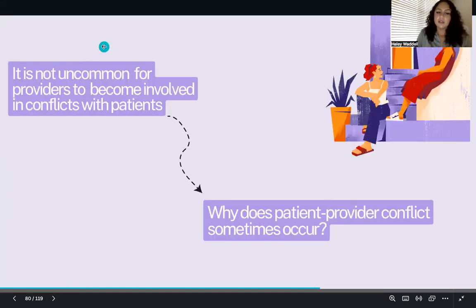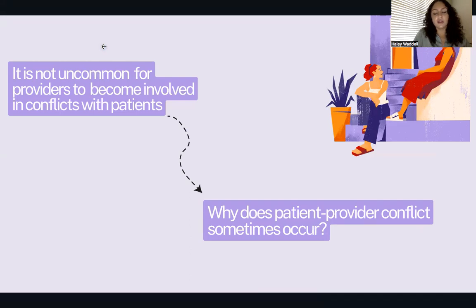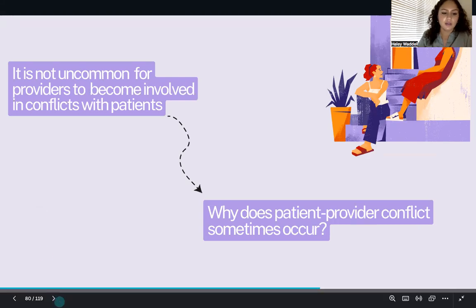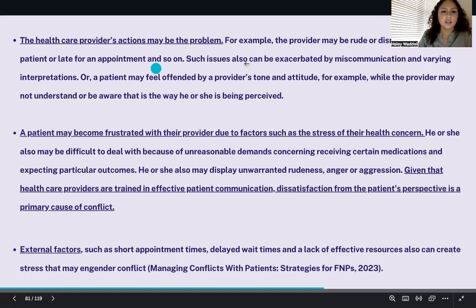It's not uncommon for providers to become involved in conflicts with patients, especially dealing with that high stress environment and high stress situations that you encounter, especially when they're being vulnerable, emotions running high. They can act out, they can lash out. So why does a patient provider conflict sometimes occur? What causes it?